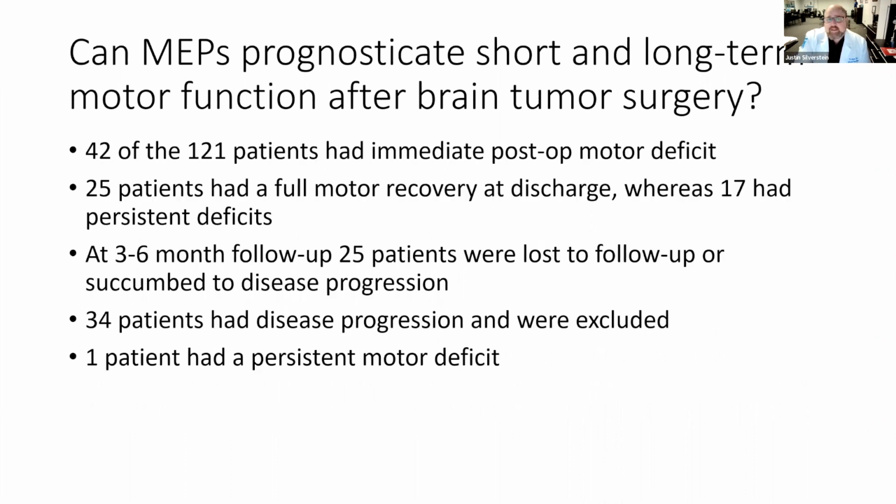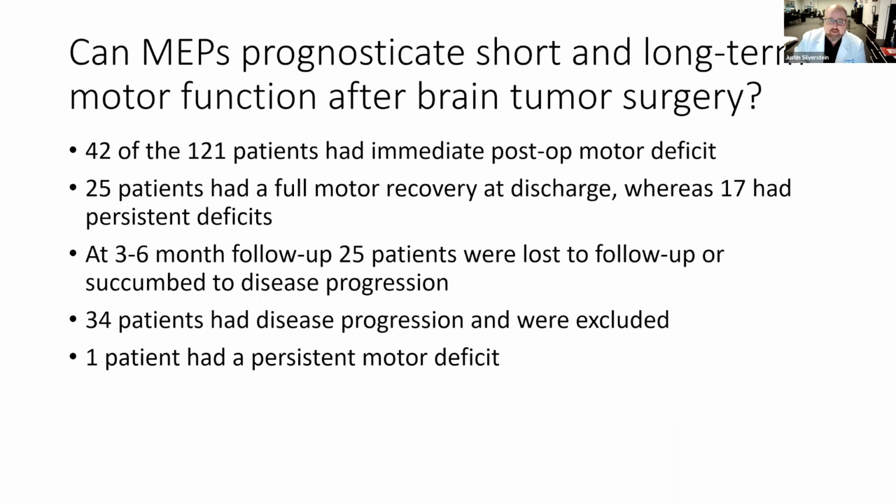So what we found was that 42 of 121 patients had immediate postoperative motor deficits. 25 patients had full motor recovery at discharge, whereas 17 had persistent deficits. And then at a 3 to 6 month follow-up, 25 patients were lost to follow-up or succumbed to disease progression. And then 34 patients had disease progression and were excluded. This is one of the things that this specific paper looked at and accounted for: taking into account disease progression and whether or not we were able to follow that.